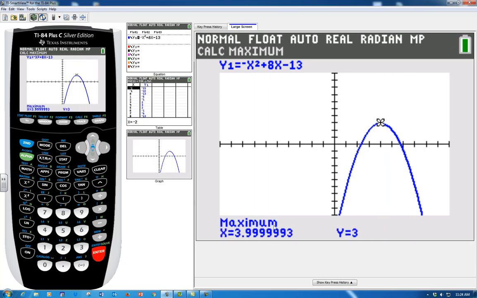And it says 3.999933. Now this is no different from how we found the vertex. The difference is the vertex is an ordered pair, so we would put parentheses 4, 3 parentheses. For the minimum or the maximum, we simply use the y value. So if I were looking at this one with algebra, let me pull up my algebra here for just a minute and we'll take a look at it.